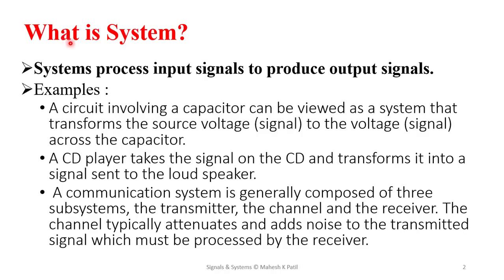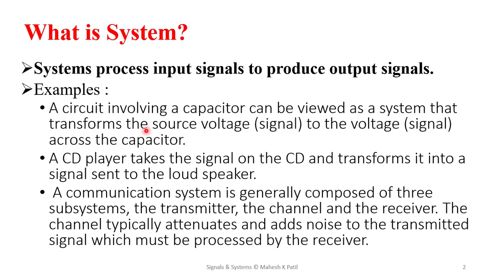So basically, what do we mean by a system? A system processes the input signal to produce the output signal. It is the basic block to which we apply the input signals and get the output signal. For example, consider any electronic circuit involving a capacitor. It can be considered a system because it transforms the voltage source into the voltage signal across the capacitor. We apply the input to that circuit and get the output voltage there. This is an example of a system.